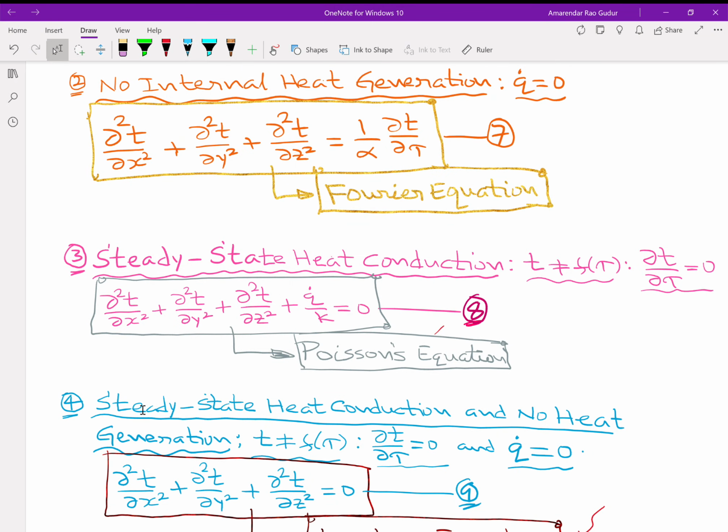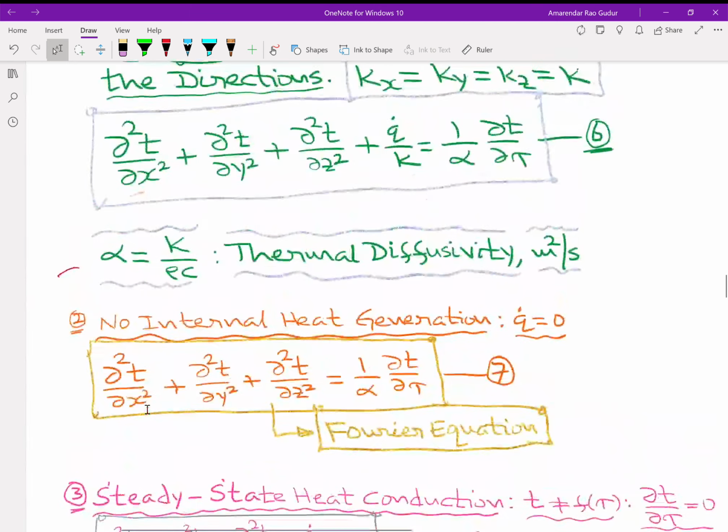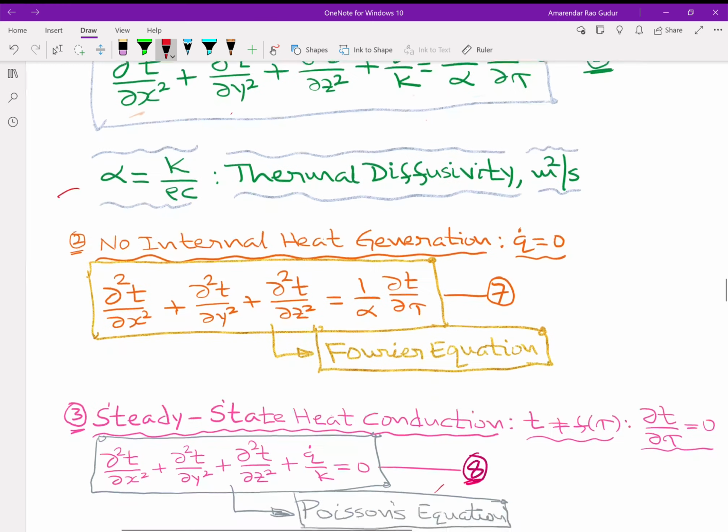I may say 2D steady state heat conduction, no heat generation. So the first two terms will be equal to 0. I may say 1D unsteady, no heat generation. Then del square T by del x square is equal to 1 by alpha del T by del tau. I may say 1D steady state with uniform internal heat generation. Then I am going to have the first term plus the fourth term equal to 0. So this equation 6 can be modified and simplified to make it more and more meaningful and mathematically compatible.